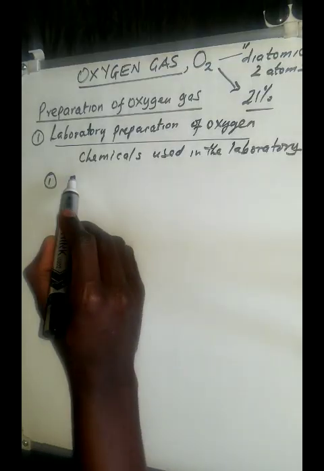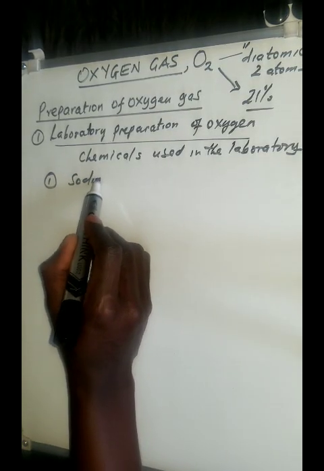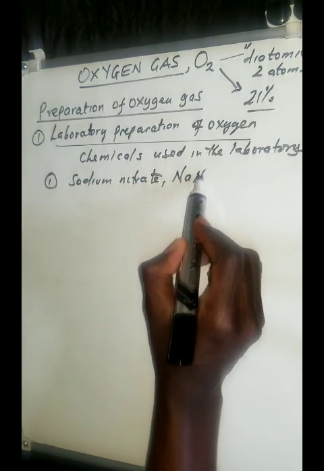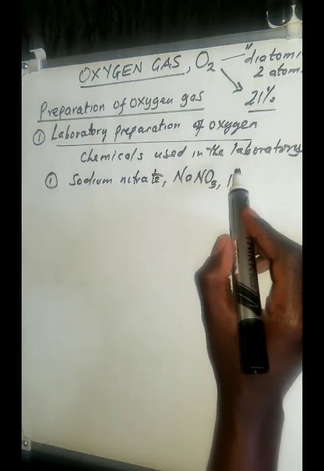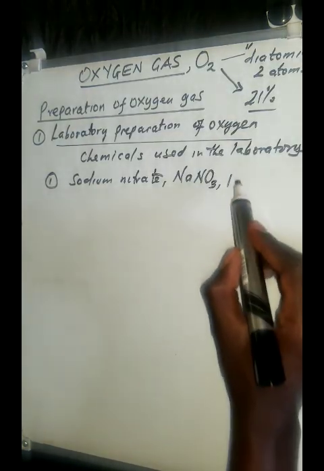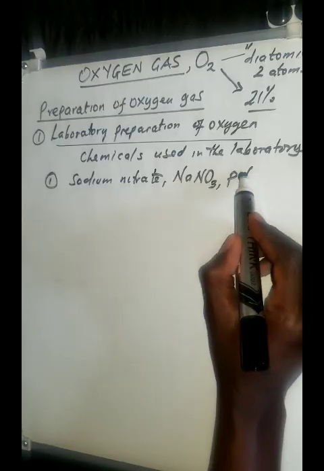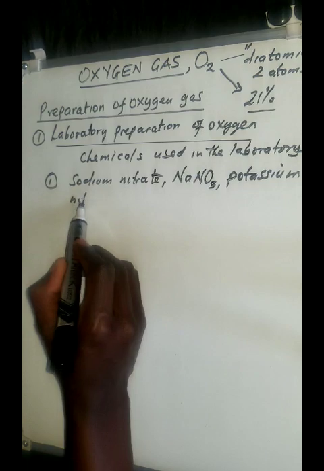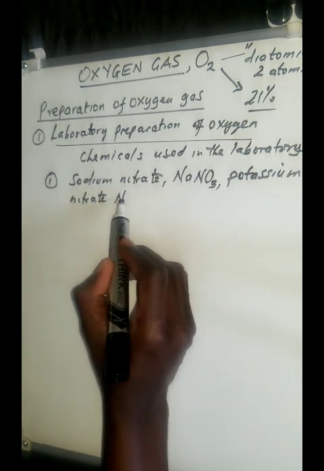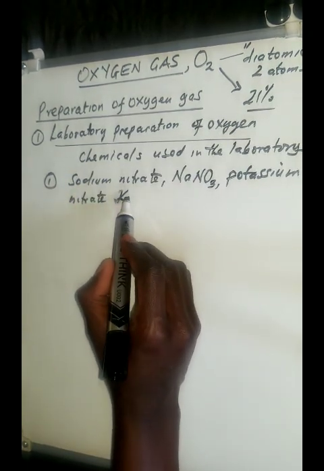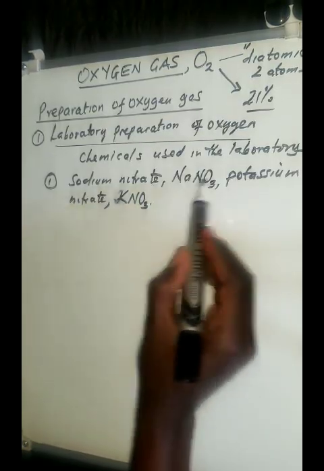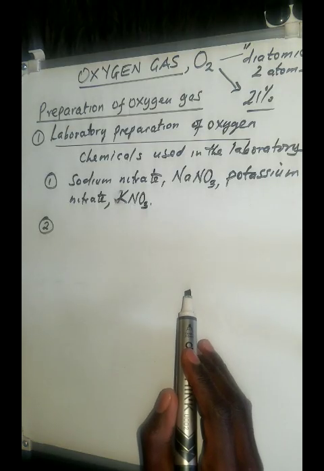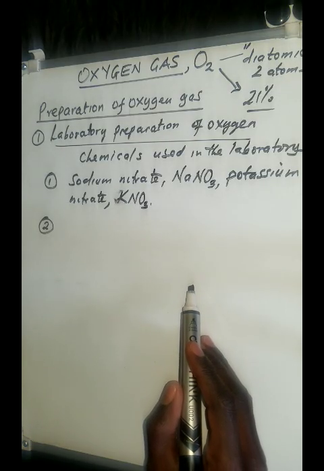One, it is possible that you can use sodium nitrate. Sometimes we use sodium nitrate. You can also use potassium nitrate. It is also possible, a decomposition of that. I will talk about it very shortly in brief. So these are two chemicals that you can use in the laboratory. I will talk about how you can prepare oxygen by using sodium nitrate as well as potassium nitrate.